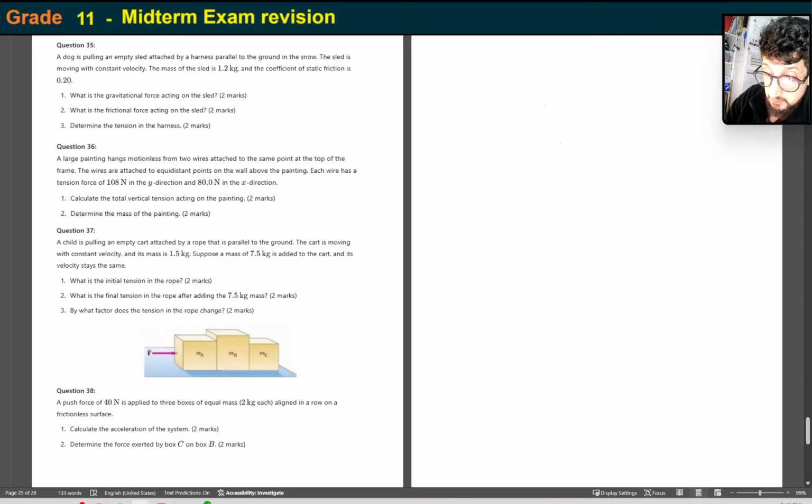Let's see. Question 37 now. Question 37 says, a child is pulling an empty cart attached by a rope that is parallel to the ground. The cart is moving with a constant velocity. So once again, we have balanced forces. We don't have acceleration because it's constant velocity. And its mass is 1.5 kilograms. Suppose a mass of 7.5 kilograms is added to the cart. What's going to happen if the velocity stays the same, basically? What is the initial tension in the rope?